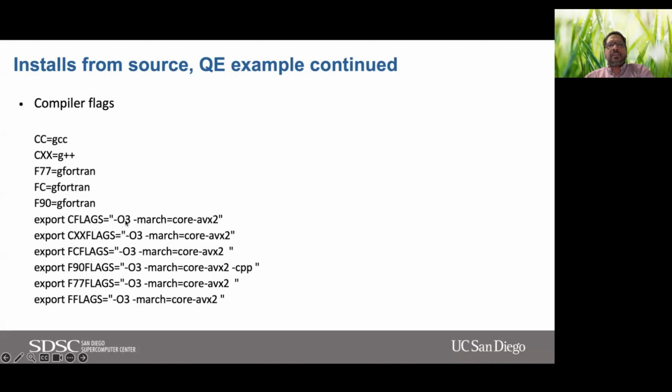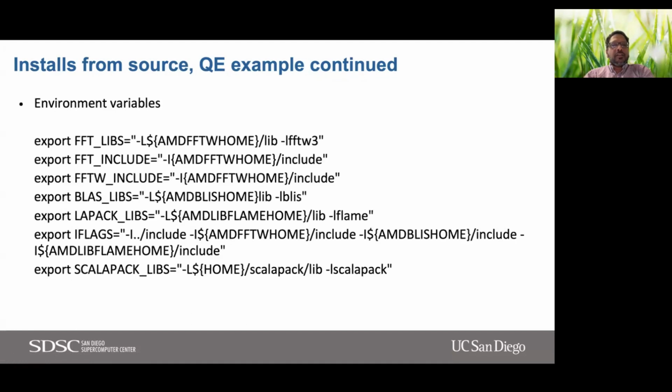So I'm using O3 optimization, and core-avx2 essentially gives you AVX2 instructions, which is what the AMD ROM needs. Now here is where things get a little interesting, because sometimes the configures are good enough to pick up all the libraries. Sometimes you have to point them explicitly. So in this case, we are pointing them explicitly.